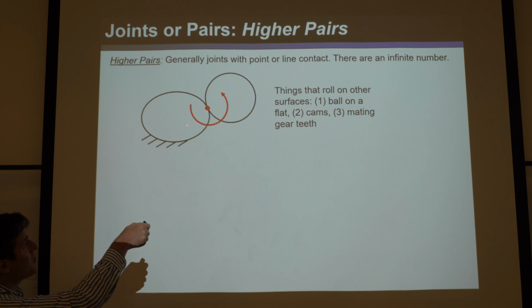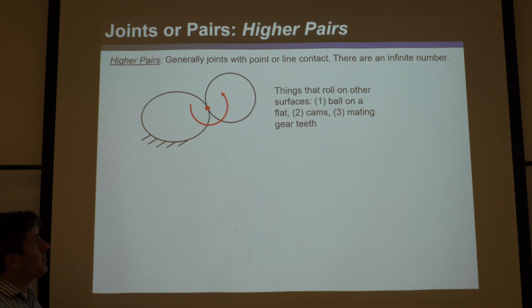Here, if it's two circles on two circles, they just touch at a point, but obviously circles are just a geometric figment of our imagination, and really they'd have some three-dimensionality to them. So if these were cylinders, it would touch along a line. But like I said, if it's a ball on a surface, it would touch at a point. If it's a cam or gear teeth, they touch on a line. Well, the gear teeth do. Cams may or may not.